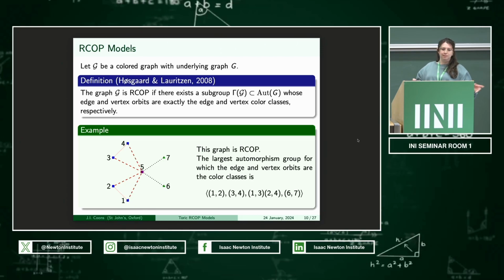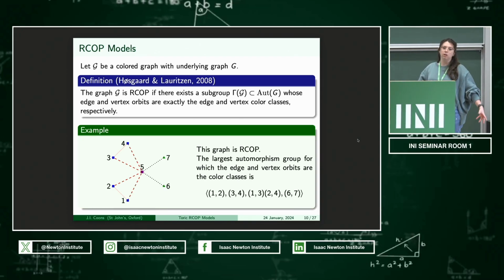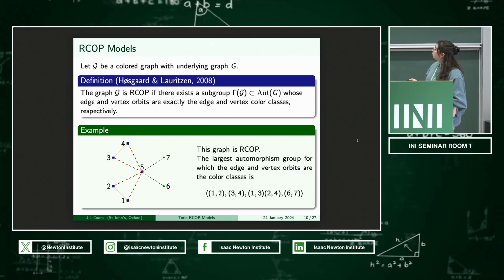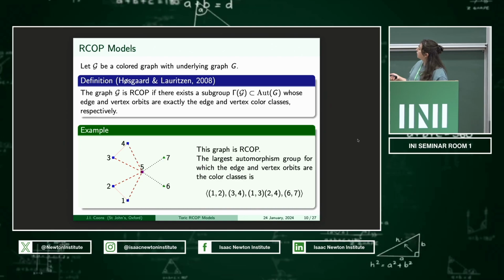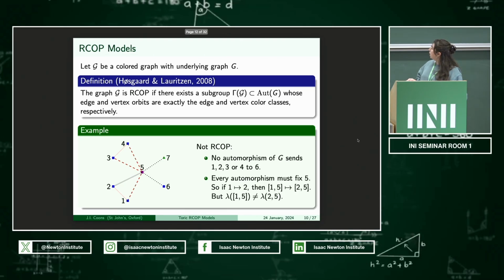So in particular, you can generate every RCOP coloring of your graph by taking every subgroup of its automorphism group, taking the orbits and calling those the color classes. For example, this graph is RCOP. I can get this coloring by doing flips within these two triangles, 1 to 2 and 3 to 4, or sending the triangles to each other. And then I can also send 7 and 6 to each other. So these are the color classes.